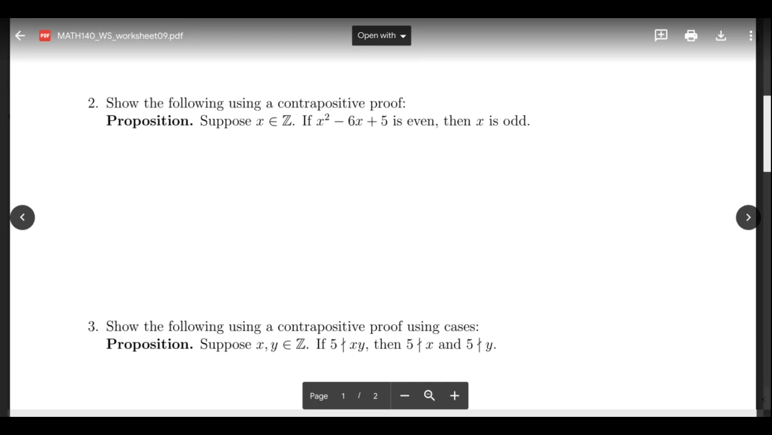So you suppose x is even, or x is not odd. Contrapositive is not Q to derive not P. Does it make sense, Maria? So P is x squared minus 6x plus 5 is even. Q is x is odd. Direct proof is difficult, so we prove by contrapositive. Contrapositive is not Q implies not P. No, you don't prove. Okay, P implies Q. For contrapositive, you assume not Q, prove not P. Yeah, you assume not Q, you prove not P.